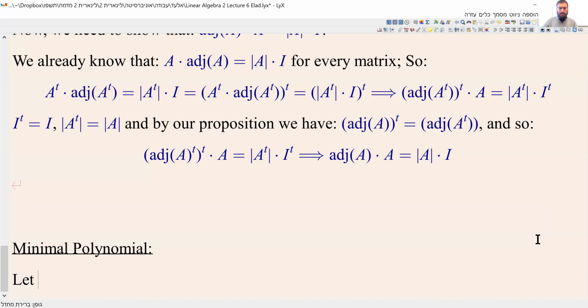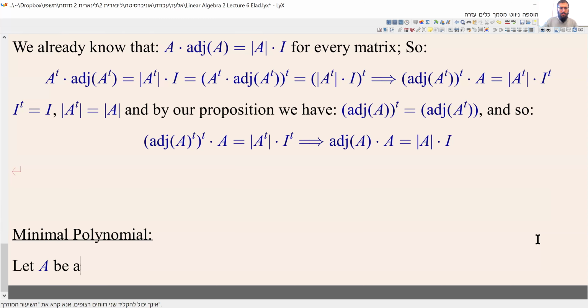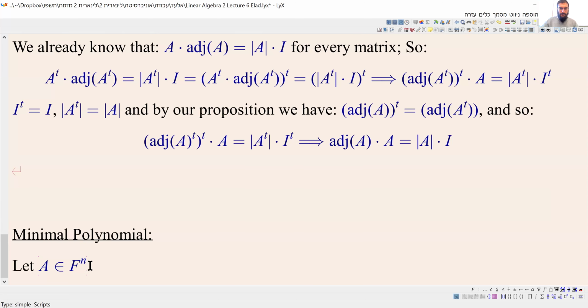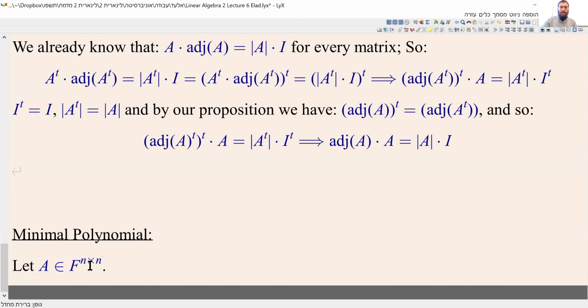Let A be a matrix in F^(n×n). The minimal polynomial is the polynomial with minimal degree, and what I call a monic polynomial, I mean the coefficient of the highest power is 1. I'll write it down shortly. That gives us 0 when we put A in it. Let's write it down explicitly.